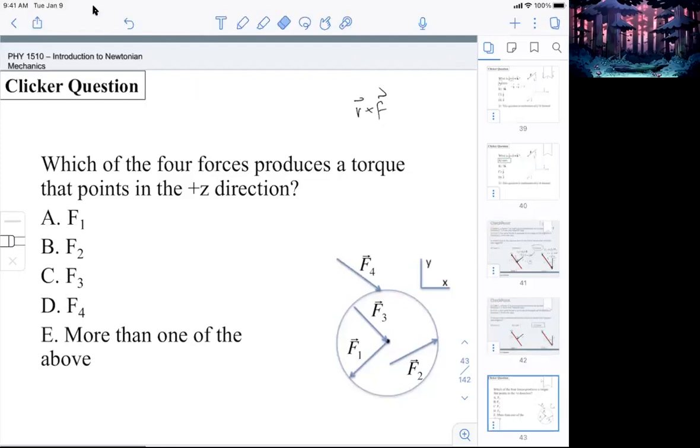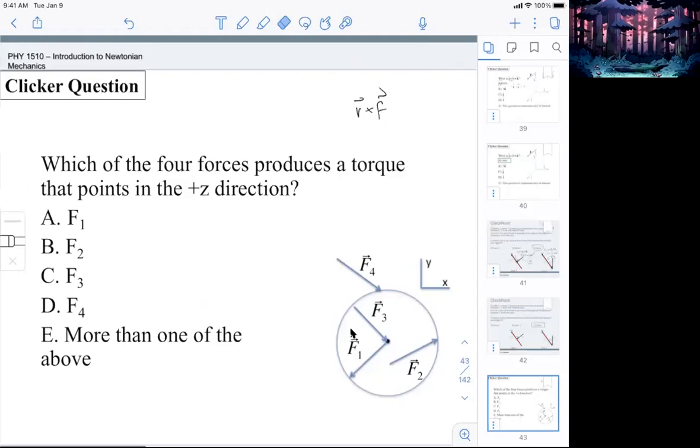All right, 10 more seconds if you haven't voted already. 10 more seconds. All right, any last minute vote? All right, I'm going to go ahead and close it.